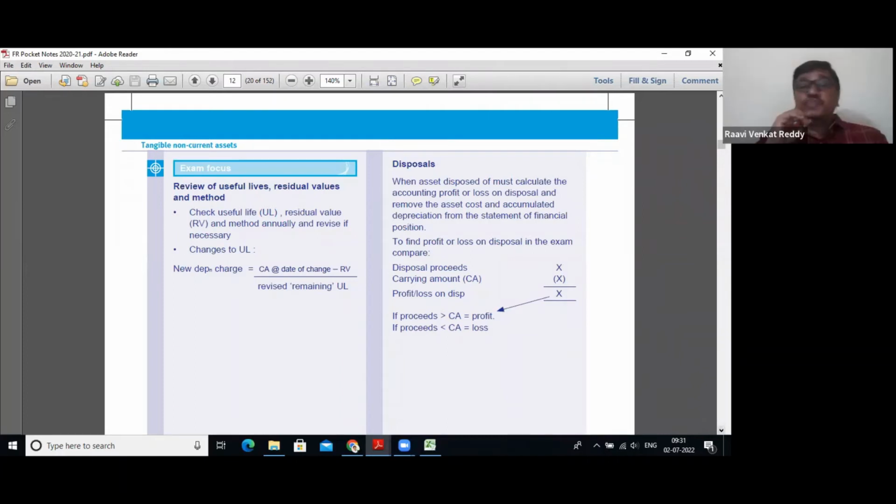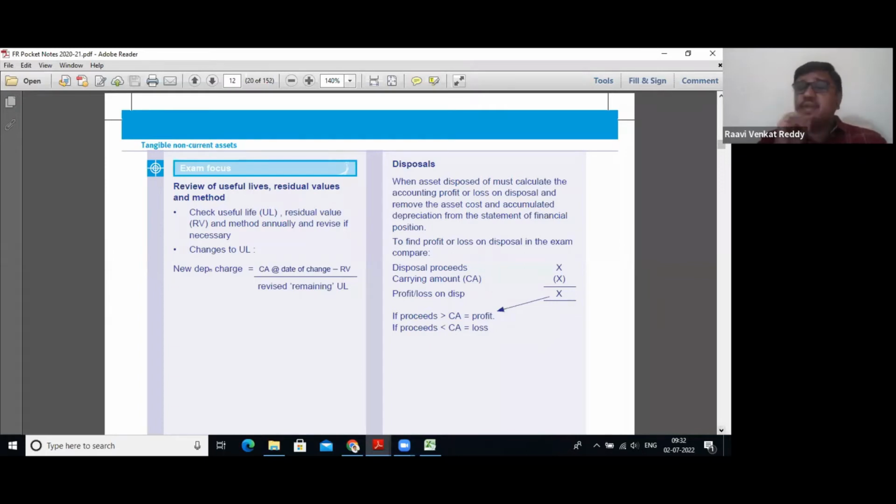Now, the review of useful lives, residual values, and the method. Generally check the useful life, residual value, and method annually. As I already mentioned, for a public limited company, it is mandatory that they review these accounting estimates every year. And if there is any significant change, definitely they need to revise it. When they revise it, if there is any change in the useful life of an asset, depreciation will be computed on that particular basis.